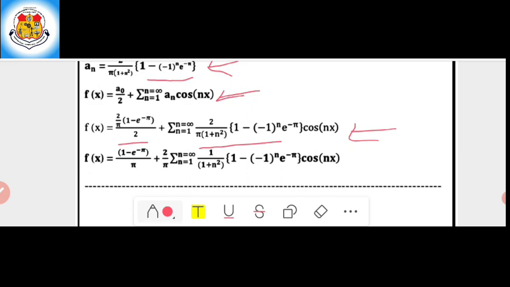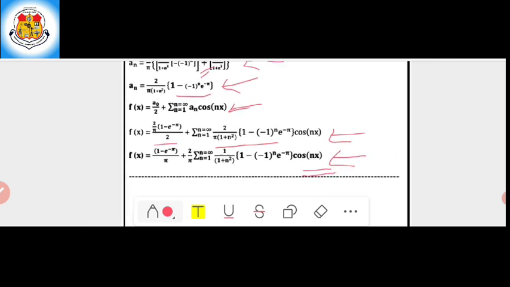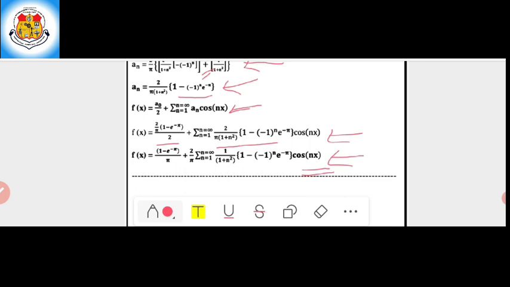So f of x is equal to 1 minus e raised to minus pi upon pi plus 2 upon pi summation n runs from 1 to infinity 1 upon 1 plus n square, 1 minus minus 1 raised to n e raised to minus pi, cos nx, which is the required Fourier cosine series for the function f of x is equal to e raised to minus x.